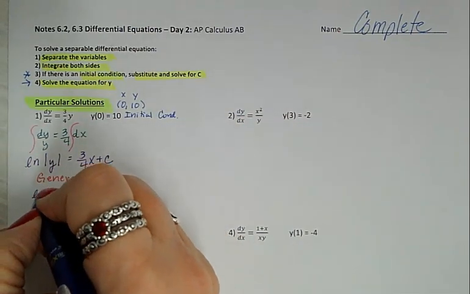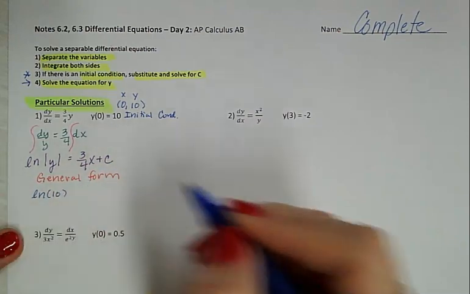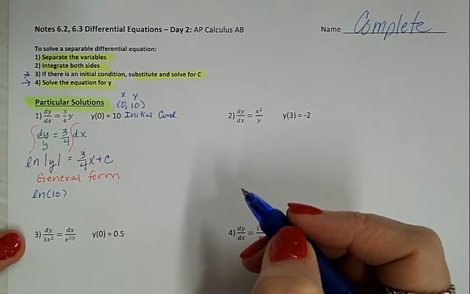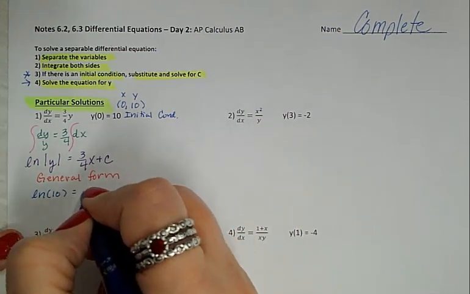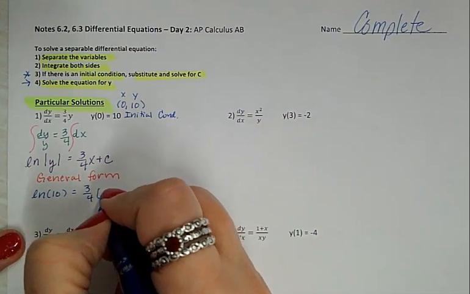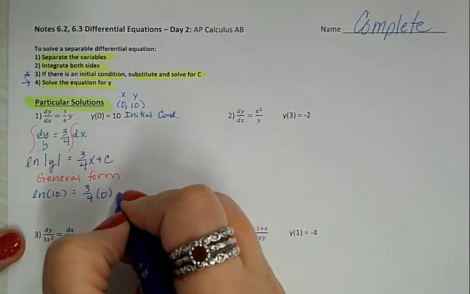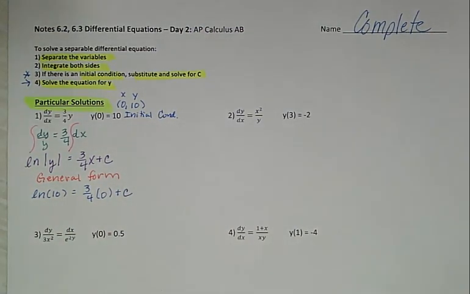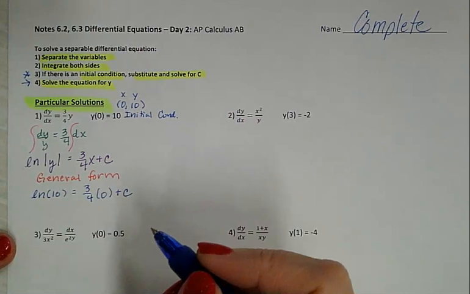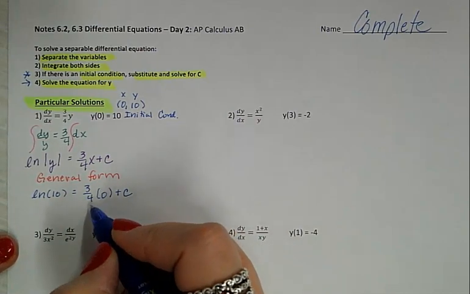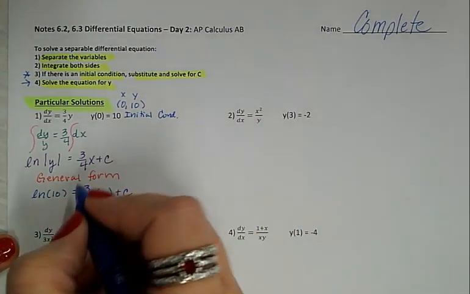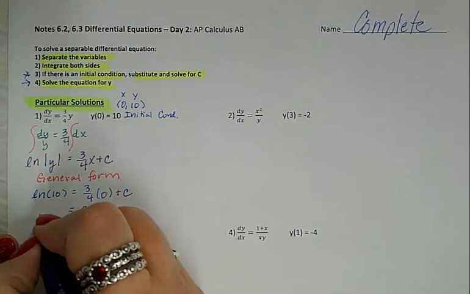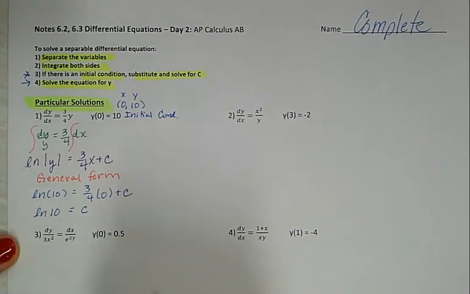So I have natural log of 10. I don't need the absolute value bars there because 10 is just a positive number, equals 3/4 times 0 plus c. So natural log of 10 is on this side, and over here I have 3/4 times 0, which is 0. So C simply equals natural log of 10. So now I have my C.